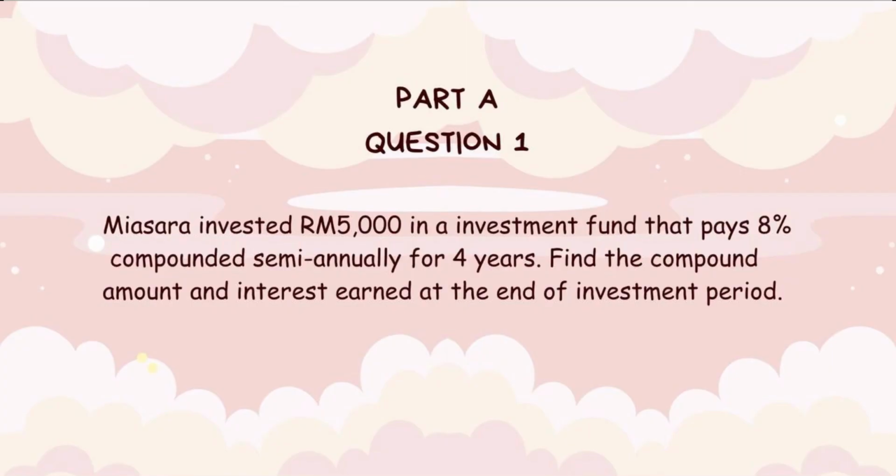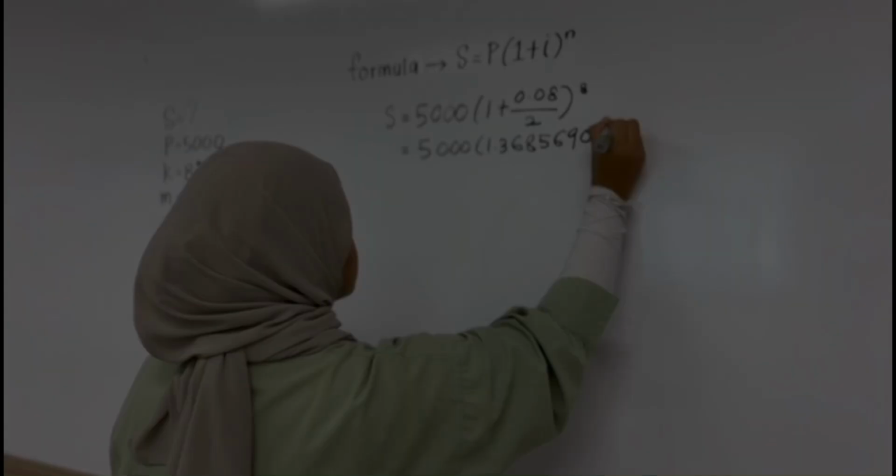Everyone, let's start our discussion with part A, question number 1. So, let's read the question given together. Mia Sarah invested 5,000 ringgit in an investment fund that pays 8% compounded semi-annually for 4 years. Find the compound amount and interest earned at the end of investment period.